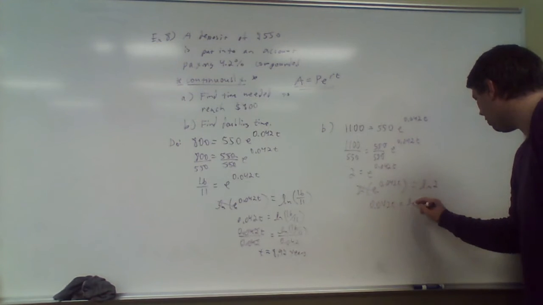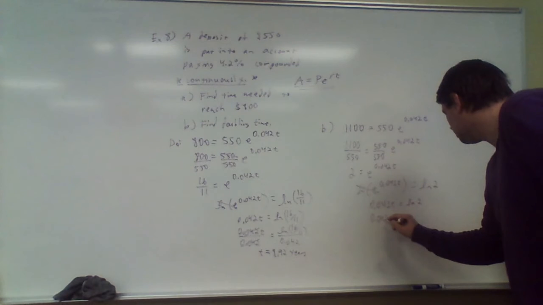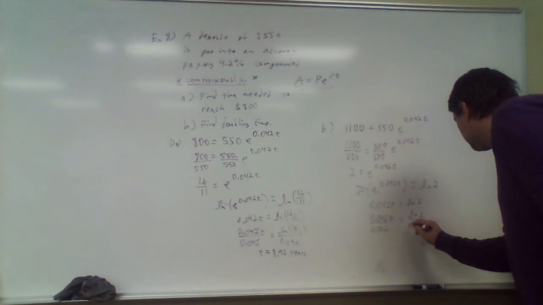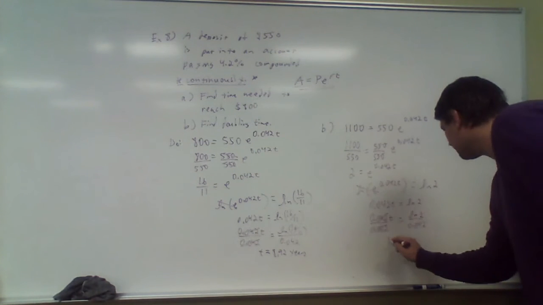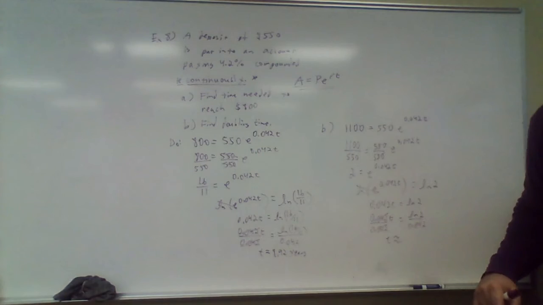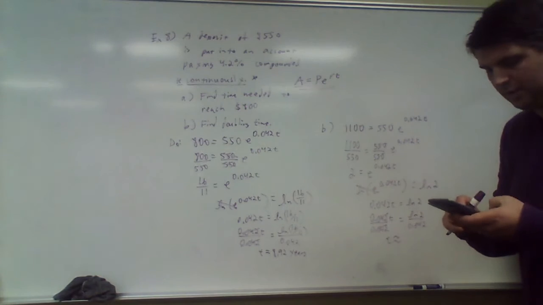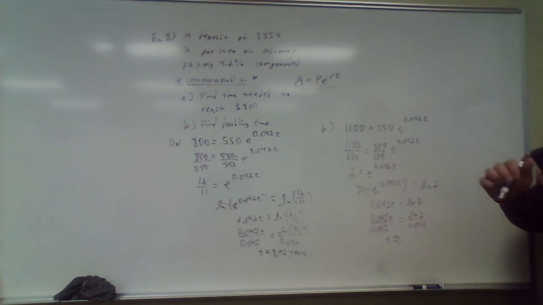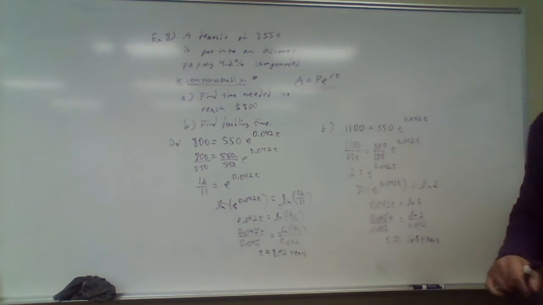0.042t will equal the natural log of 2. When we divide off that 0.042, we end up with t is approximately this value. So natural log of 2, hit enter or equal, and then we divide by 0.042. I got approximately 16.5 years. Okay?